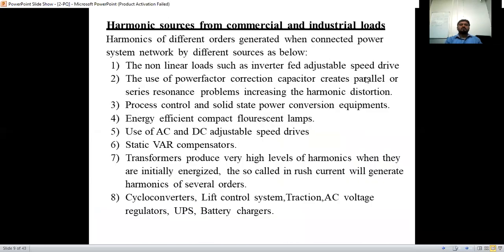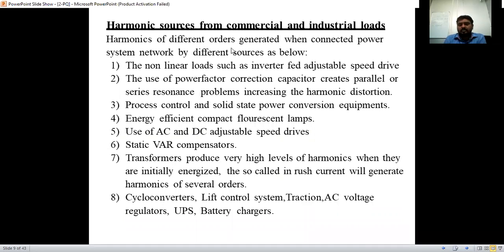So we'll go to the next topic, harmonic sources. What are the sources for harmonics? How are they produced? From commercial loads, how harmonics are produced in the electrical parameters, voltage and current, how fluctuation occurs, how notches come, and how some flickers come. These are the things we are going to discuss now.